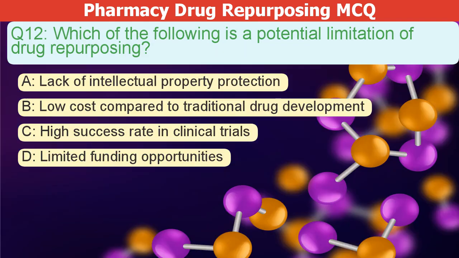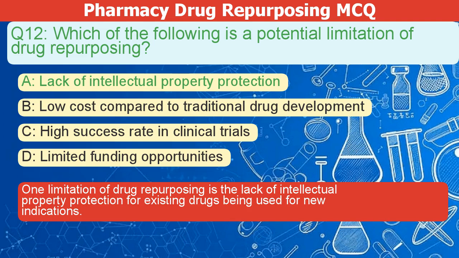Which of the following is a potential limitation of drug repurposing? A. Lack of intellectual property protection. B. Low cost compared to traditional drug development. C. High success rate in clinical trials. D. Limited funding opportunities. The correct answer is A.